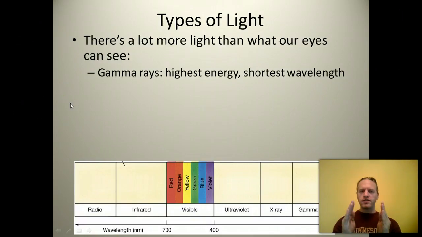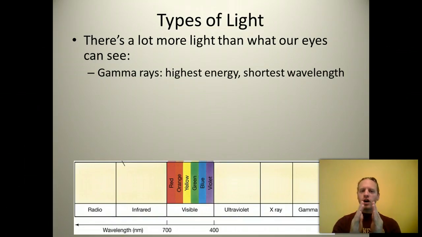As the wavelength gets longer, the energy gets lower, or vice versa. As the wavelength gets shorter, when we go closer and closer to gamma rays, we get more and more energetic light. So gamma rays are the very highest energetic light out there. And fortunately, our sun is not currently giving out gamma rays. That would be a bad thing.